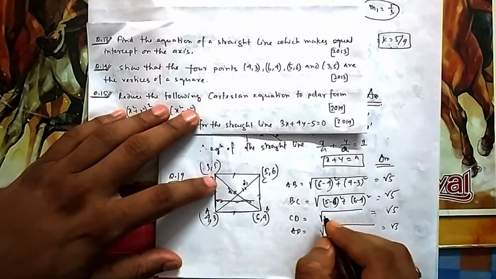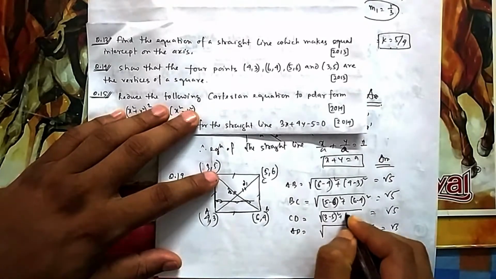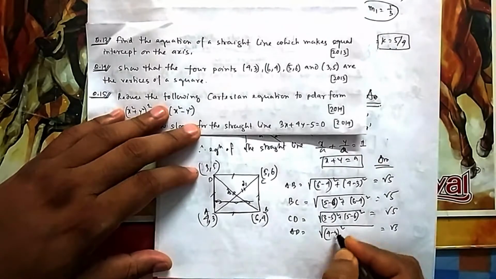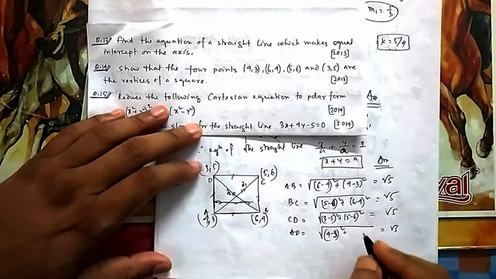Okay, let me complete it. So it will be 3 minus 5 whole square, it will be 5 minus 6 whole square, and then it is 4 minus 3 whole square. You can write 3 minus 4 or 4 minus 3, whatever.